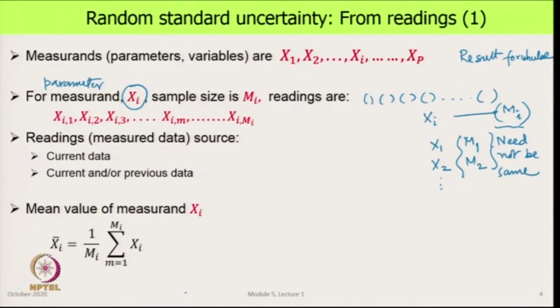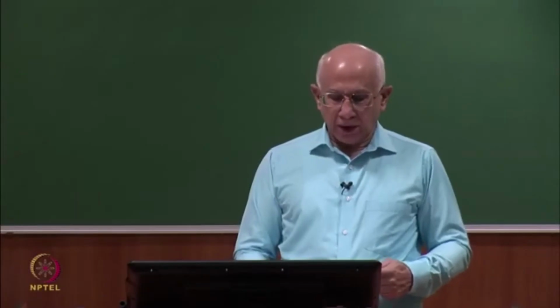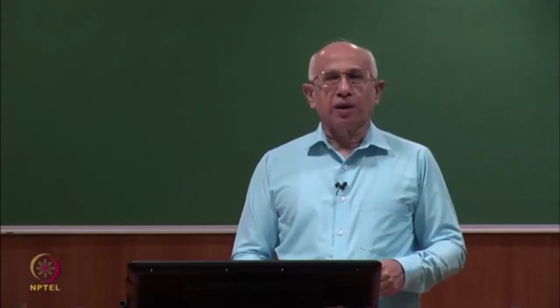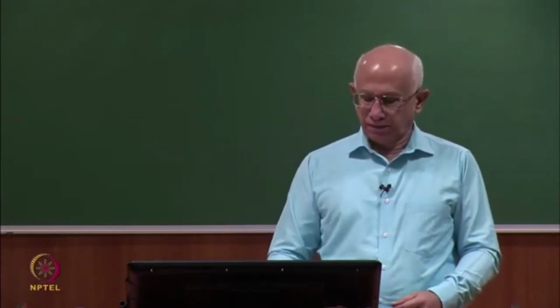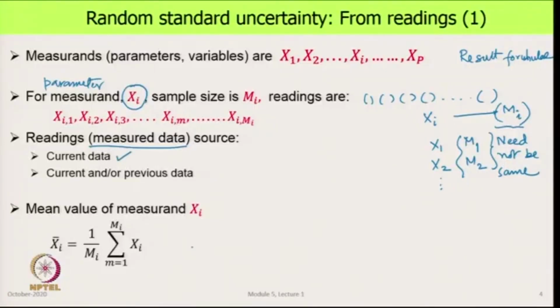Now, where do we get these readings from? And we have two possibilities. Readings, which means measured data. This could be a current measurement. For instance, if I am using an instrument, say a thermocouple based temperature indicator, before doing the experiment, I collect a lot of that data and then establish the standard error in that. That is the idea of current data. That means the experimenter is doing it themselves and using that as a basis for doing the calculation.